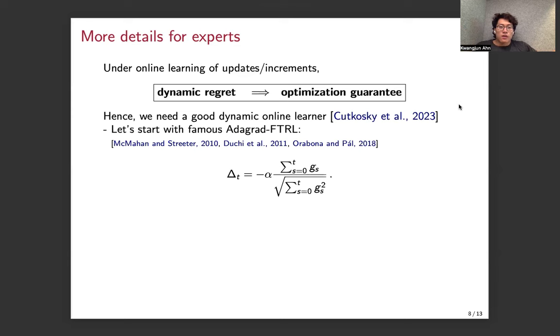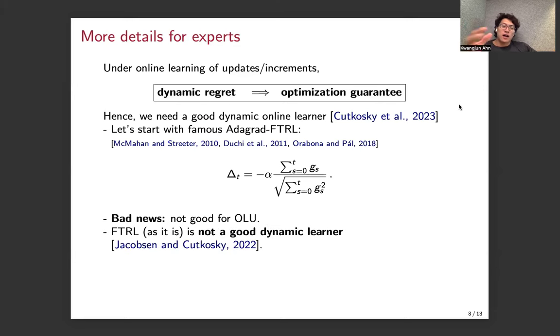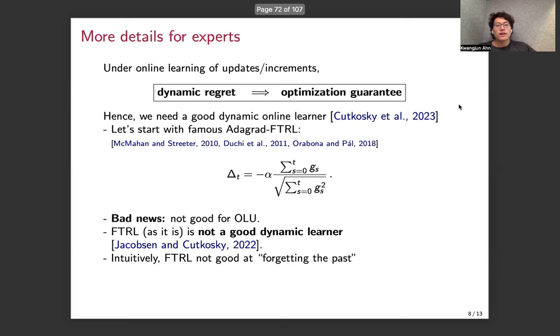With this good algorithm, however, the bad news is that it's not good for online learning of updates or increments, because update-form FTRL is not a good dynamic online learner, as shown by Jacobsen and Cutkosky from 2022. Intuitively, it's not a good dynamic online learner because it's not good at forgetting the past, because it's just outputting the regularized minimizer of the cumulative loss so far.